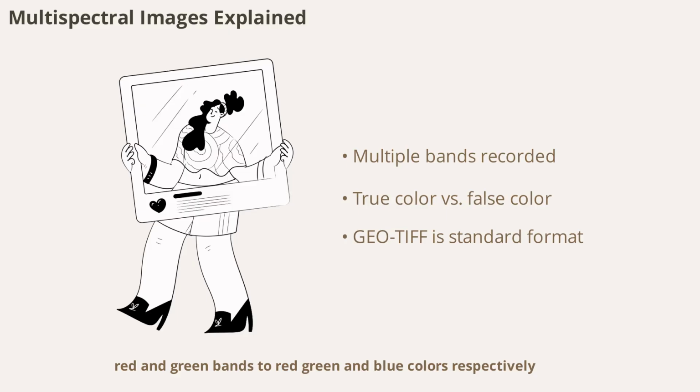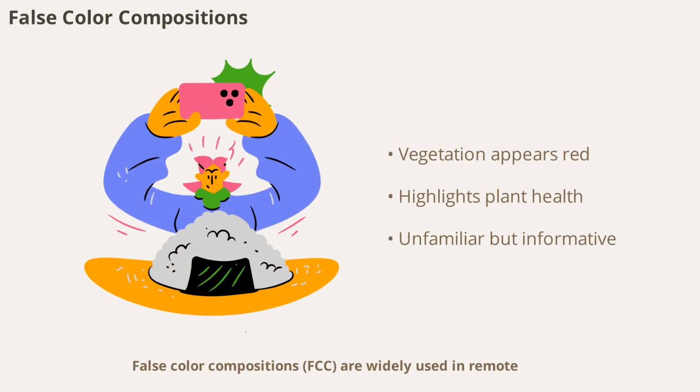colors, respectively. False color compositions (FCC) are widely used in remote sensing to highlight features not visible in standard color images. By mapping near-infrared to red, red to green, and green to blue, FCCs make vegetation appear red, which helps in assessing plant health and coverage. While these images may look unfamiliar, they provide valuable information for analysis and interpretation.